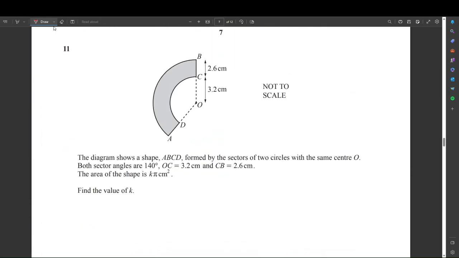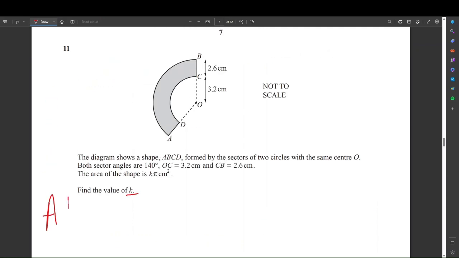Next, question 11. The diagram shows a shape ABCD, and it is formed by the sectors of two circles with the same center O. Both sector angles are 140 degrees, and OC is 3.2 centimeters, and CB is 2.6 centimeters. The area of the shape is k pi centimeters squared. We need to find the value of k. So to do this, we need to find the total area, which is the sector BOA, and then subtract from it the area COD.